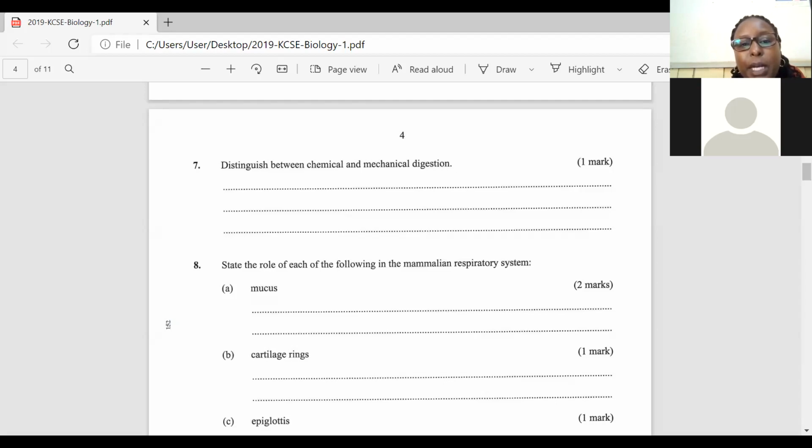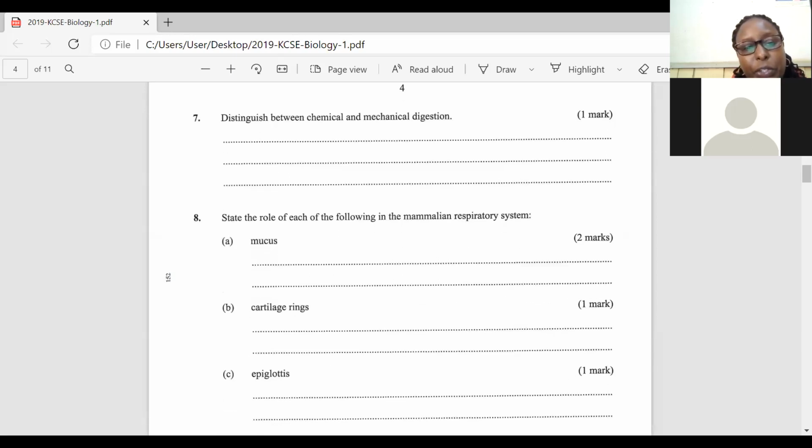To score the 1 mark, the student should have brought out the uniqueness between chemical and mechanical digestion. That scores 1 mark. It doesn't matter if you have scored for one and the other one you didn't get right. That one is still not going to score unless you do it for both.